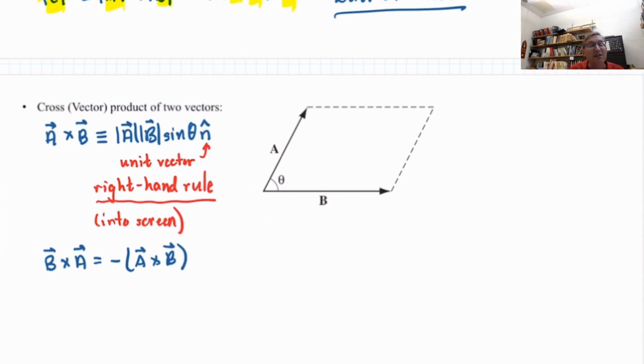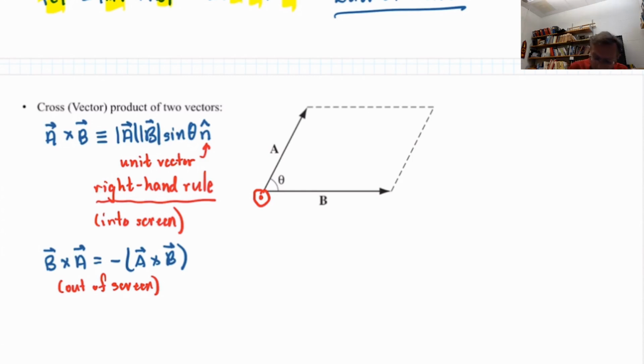So if I do B cross A, and apply the right-hand rule, now I've got to push B on top of A. Don't do A on top of B, B on top of A, and your thumb points out of the screen. Okay, so B cross A is out of the screen. We represent that as a dot with a circle around it to represent the tip of an arrow coming at you. So be careful, in a vector or cross product, the order of the vectors matters.